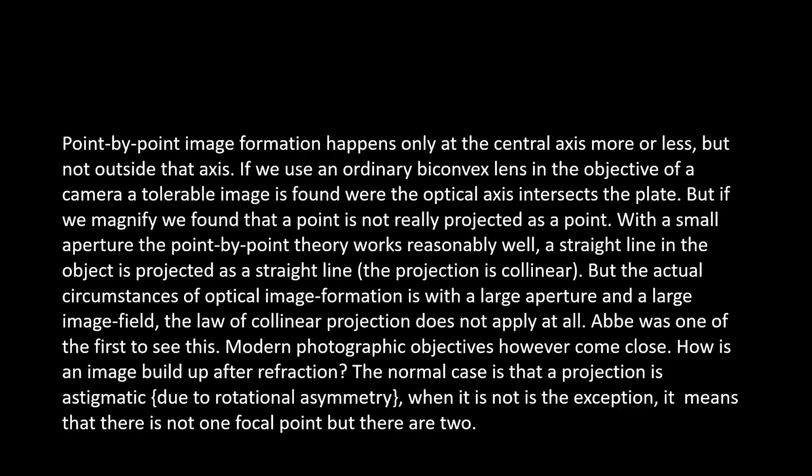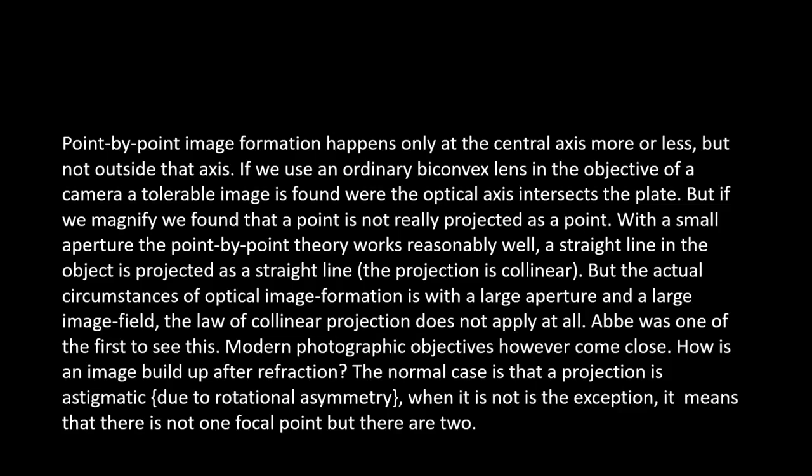If you use an ordinary biconvex lens in the objective of a camera, a tolerable image is found where the optical axis intersects the plate, but if we magnify, we find that the point is not really projected as a point. With a small aperture, the point-by-point theory works reasonably well. A straight line in the object is projected as a straight line. That means the projection is collinear. But in the actual circumstances of optical image formation, if we have a large aperture and a large image field, the law of collinear projection does not apply at all. Gullstrand was one of the first to see this. Modern photographic objectives, however, come close.